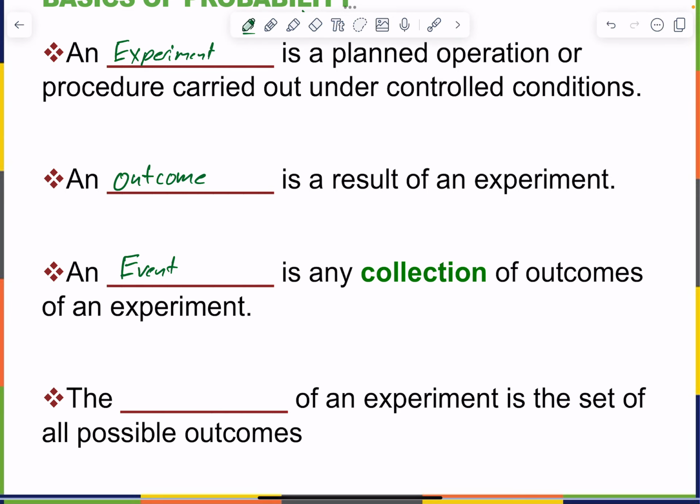The sample space of an experiment is the set of all possible results. This is the sample space. So the sample space of an experiment is the set of all possible outcomes, and an event is a subset of that. It's the set of all outcomes of interest.